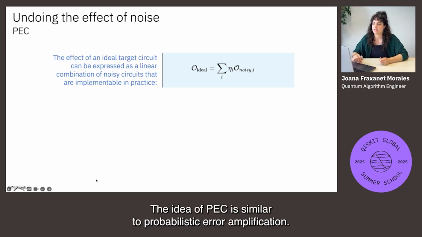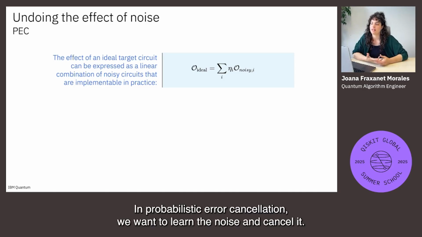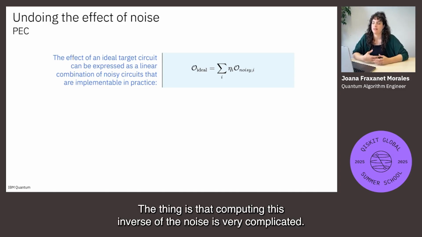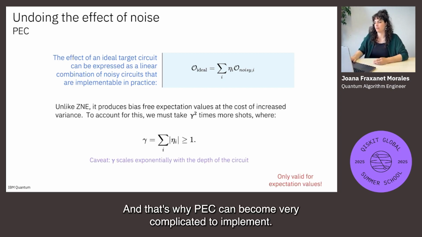The idea of PEC is similar to probabilistic error amplification. In probabilistic error amplification, we want to learn the noise and amplify it. In probabilistic error cancellation, we want to learn the noise and cancel it. So we want to implement an inverse of the noise. The thing is that computing this inverse of the noise is very complicated. It scales exponentially, and that's why PEC can become very complicated to implement.